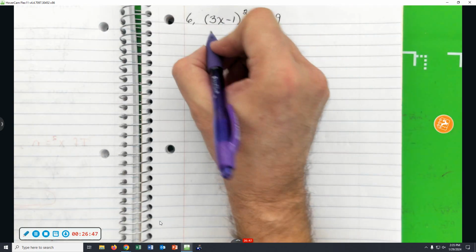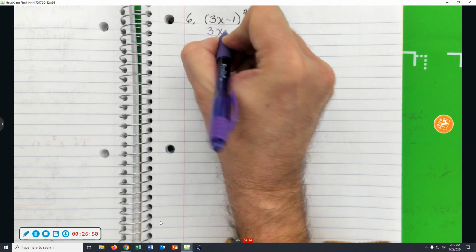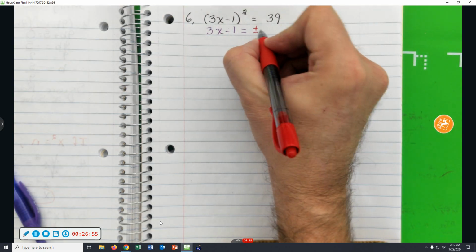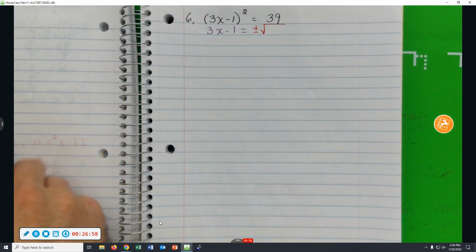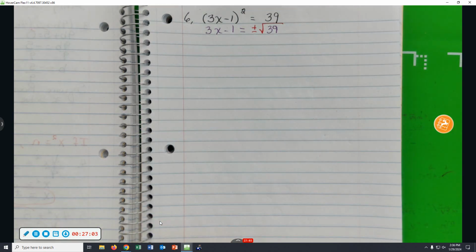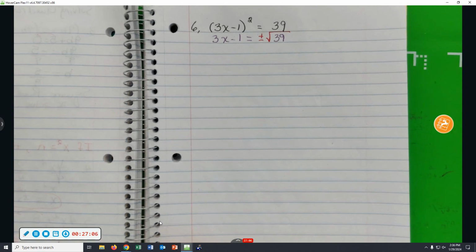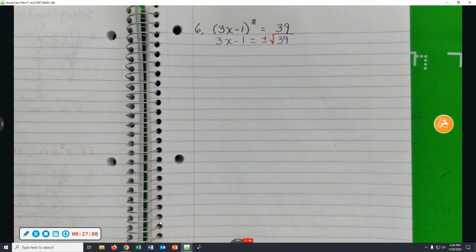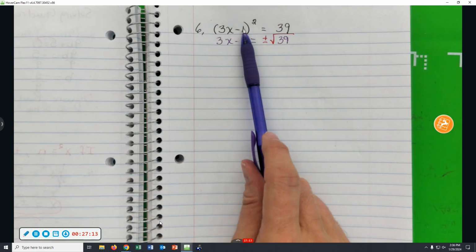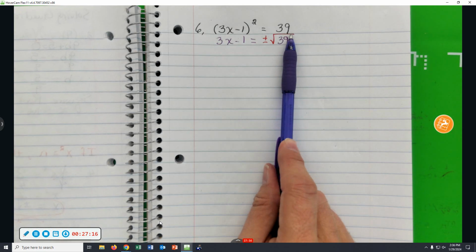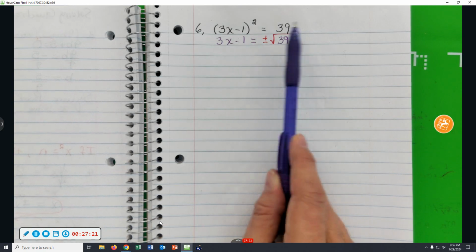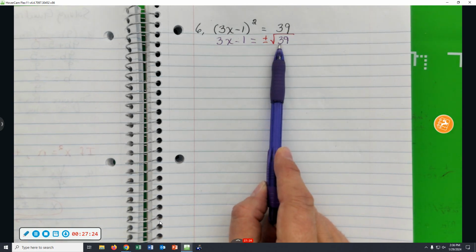Drop the square, so we just have 3x minus 1. Then take the positive and negative square root of that number. Number's 39. Oh, can y'all see that? I'm not up too high. So if it has parentheses squared equals a number, you can still use the square root method. Just drop the square on the left, take the positive and negative square root of the number on the right.